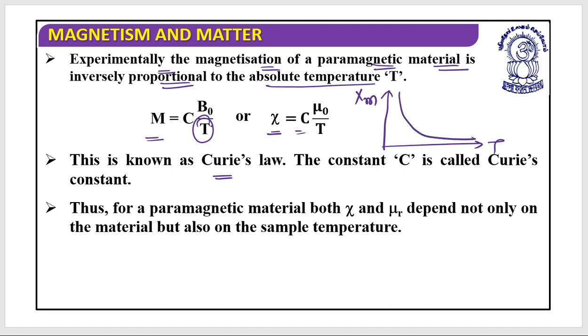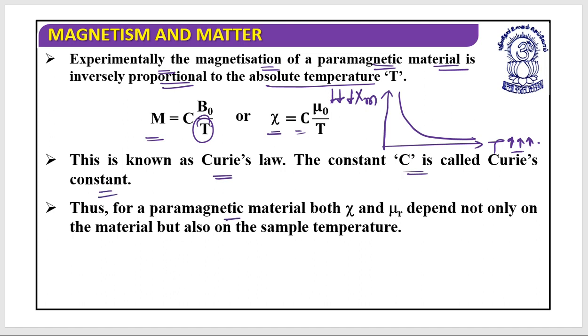This is susceptibility, this is temperature, so it will be moving like this. This represents that as temperature increases, the susceptibility decreases. As the susceptibility decreases, it means the paramagnetic substance can convert itself to a diamagnetic material if the temperature is beyond a certain limit. This is known as Curie's law, and the constant C is called Curie's constant.